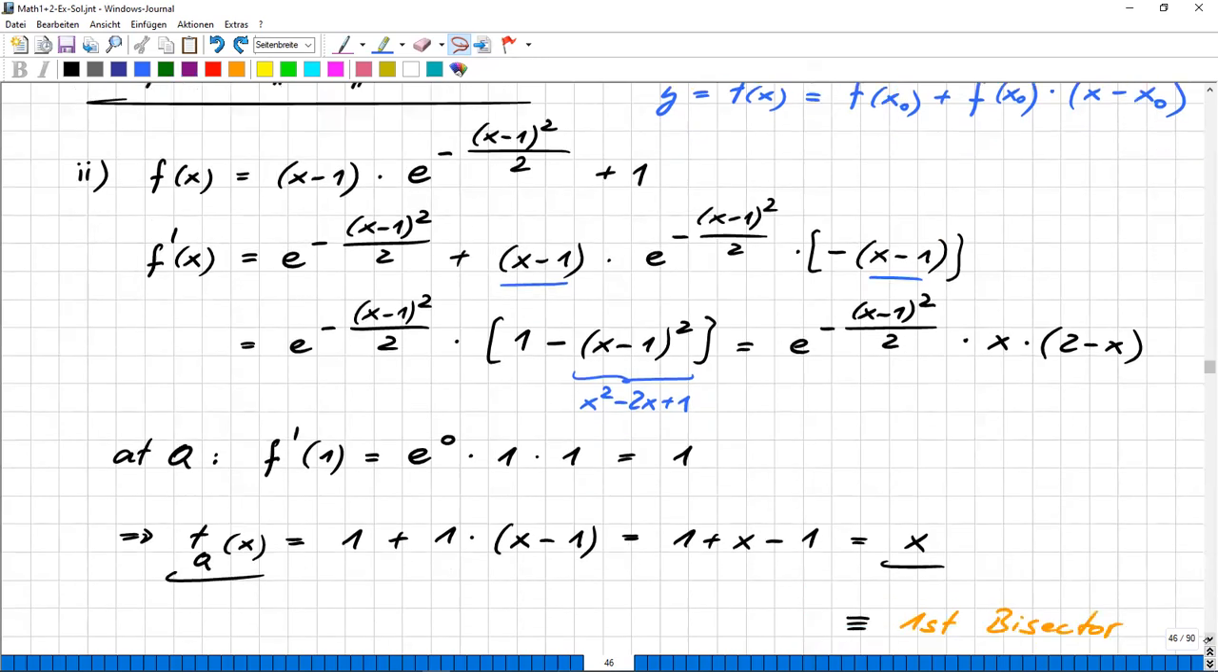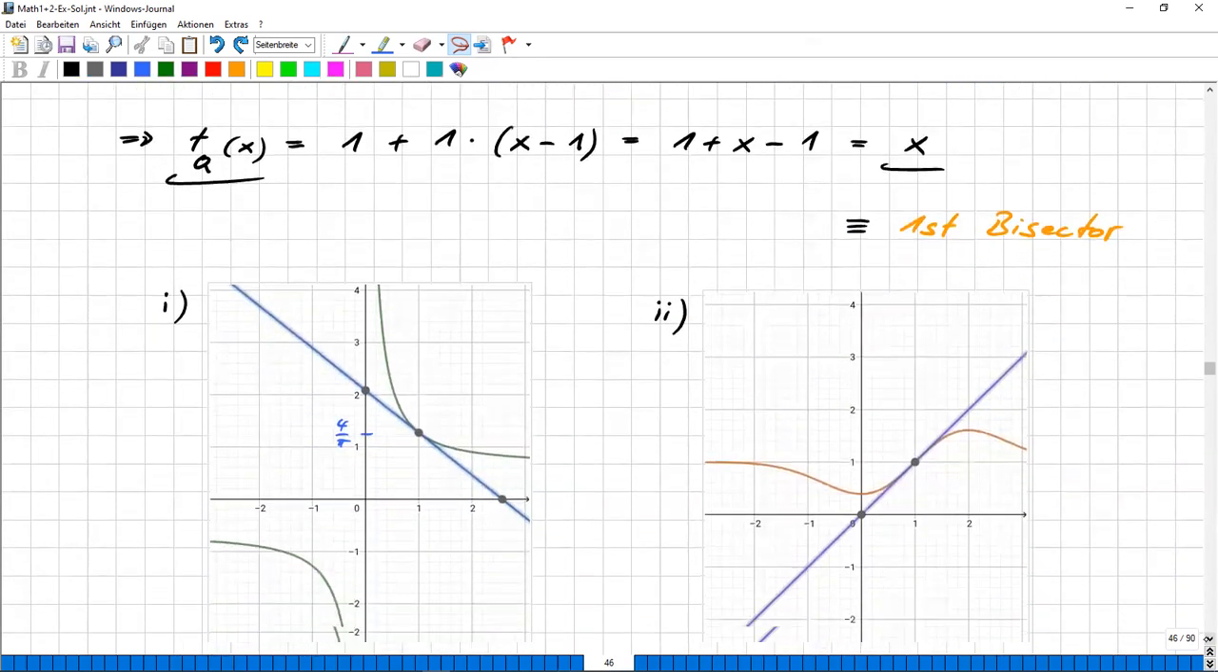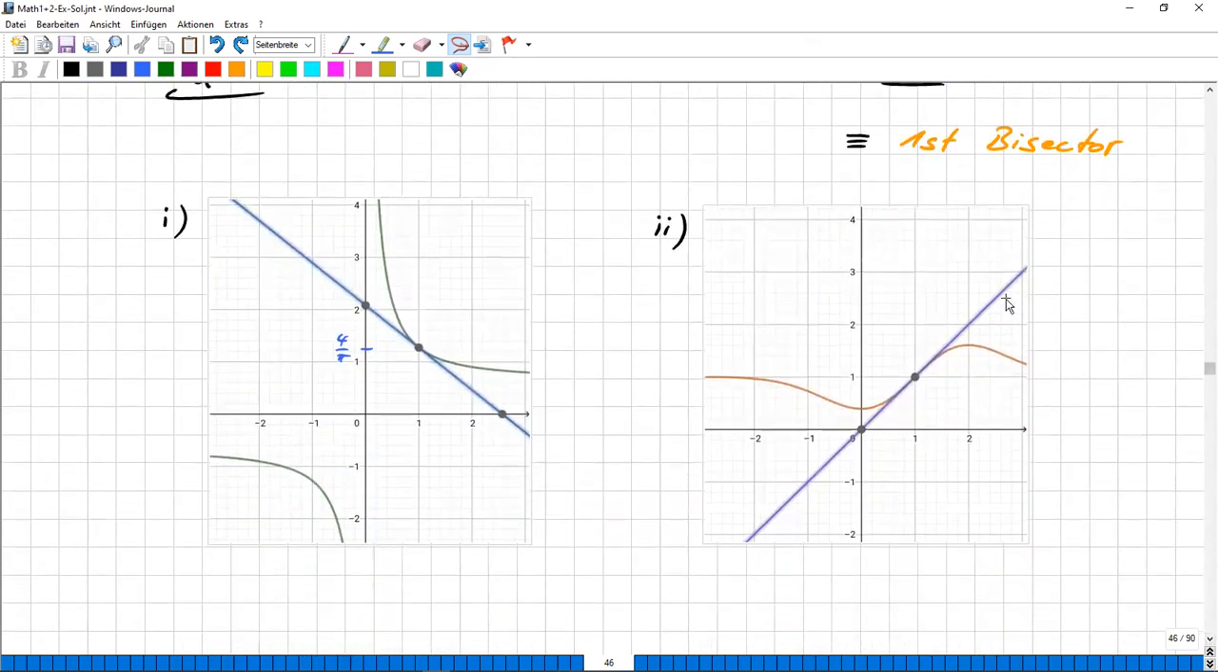And now if you look at the graphs in the end, here you see it, that's the first bisector as a tangent on this modified Gaussian curve, which is quite interesting by itself. And what you see here, this is the first one, this 1 over arctangent of x function, where the point with coordinates 1 and 4/pi is the tangent point where we constructed the tangent equation.